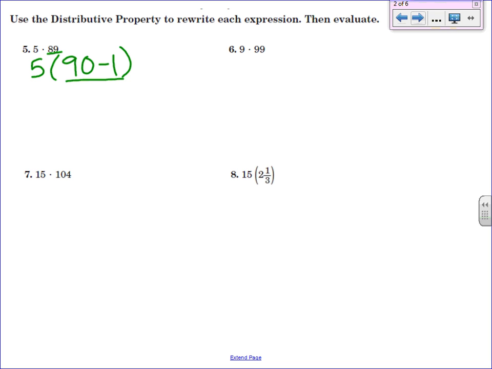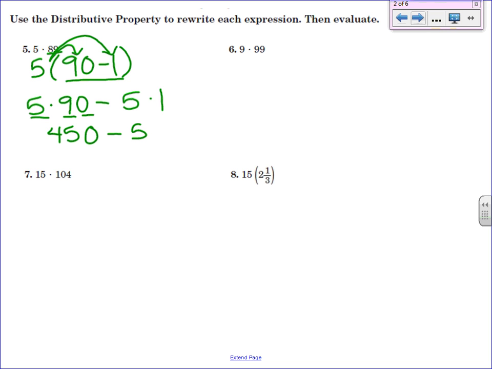And now I have a distributive property where the 5 is going to get multiplied by the 90 and by the negative 1. And the reason that this is handy is because I know what 5 times 90 is, and I know what 5 times 1 is. 5 times 90, I take 5 times 9, which is 45, and then I just add a 0 at the end, which is why it's handy when you're doing the distributive property to have things that end in 0. And then 5 times 1 is 5. Well, 450 minus 5 is just 445.